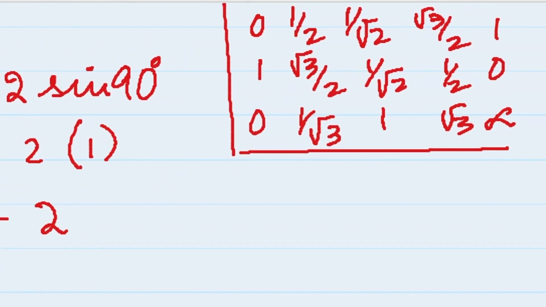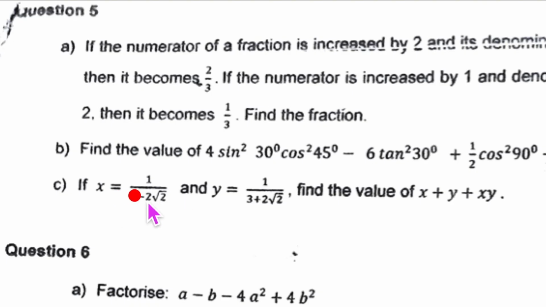Alright? Let us look at 5c. If x equal to 1 upon 3 minus 2 root 2 and y is 1 upon 3 plus 2 root 2, then the value of x plus y plus xy is to be found. Now some of you do get confused for this, but don't worry, I'll just show you how it is to be done. Let us see how to proceed.